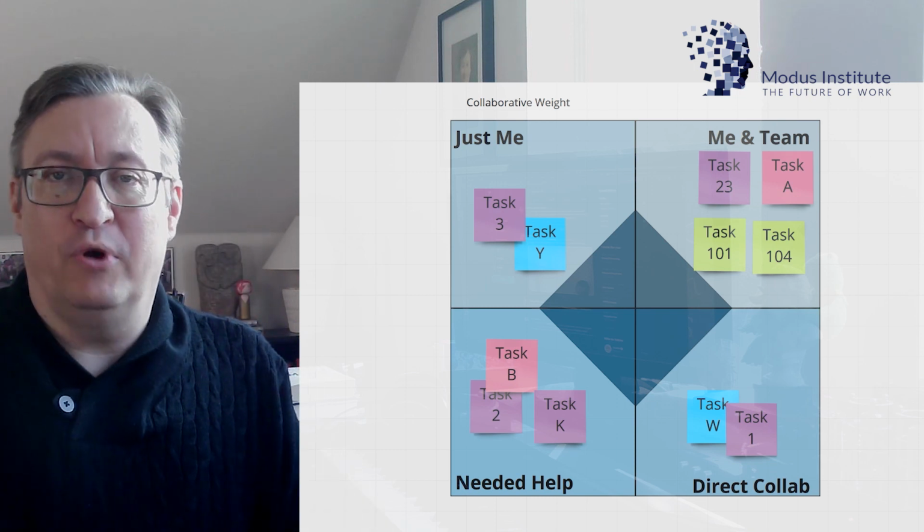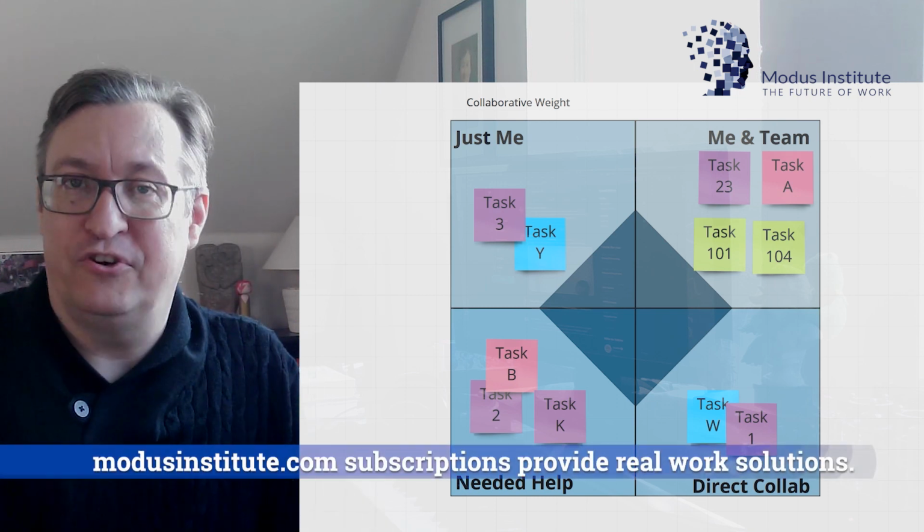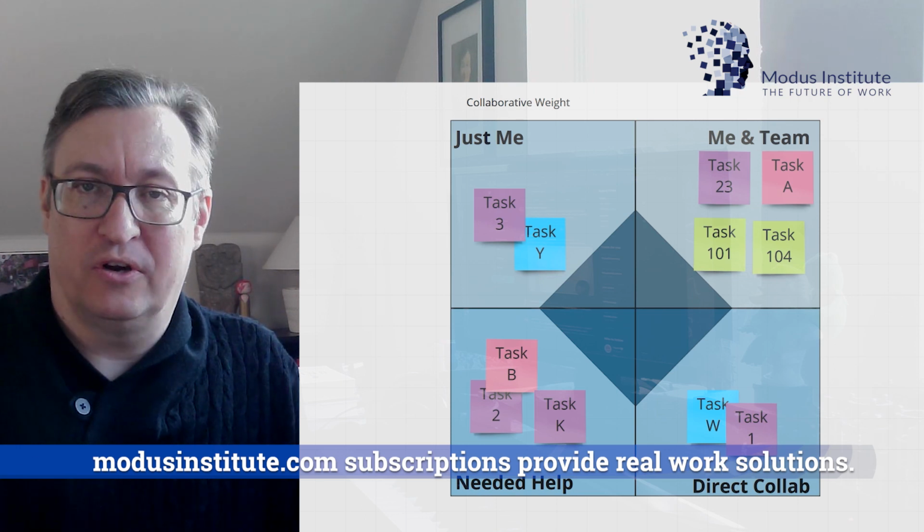So 4 quick ways to visualize your work after you've done it so that you can learn and work better in the future.